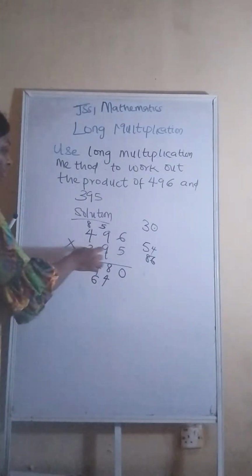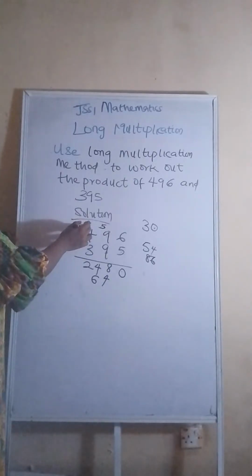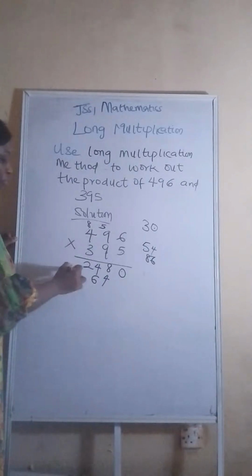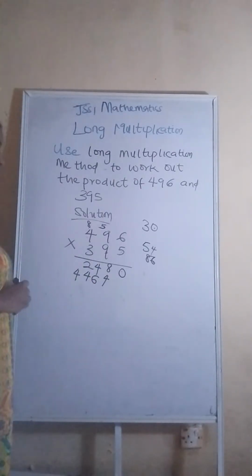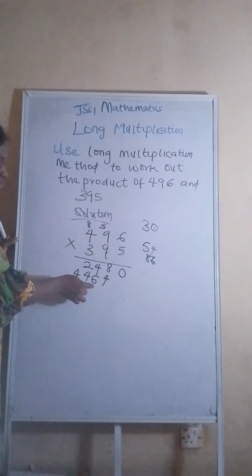Good. So 9 times 4 is what? 36. 36 plus 8 is what? 44. So since there's no number here anymore, we just write our 44. You get it now? Very good. So now let's move to this one. So we're going to write it here now.